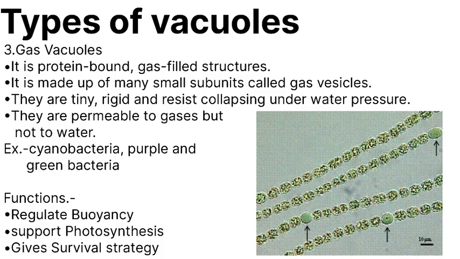If we talk about their structure, the gas vacuoles are protein-bounded structures. Unlike the other vacuoles, they don't have a lipid membrane, but they are made up of a protein shell that is permeable in nature to the gases, as it has gas filled in its structure, but not to the water. Its main function is to regulate the buoyancy.